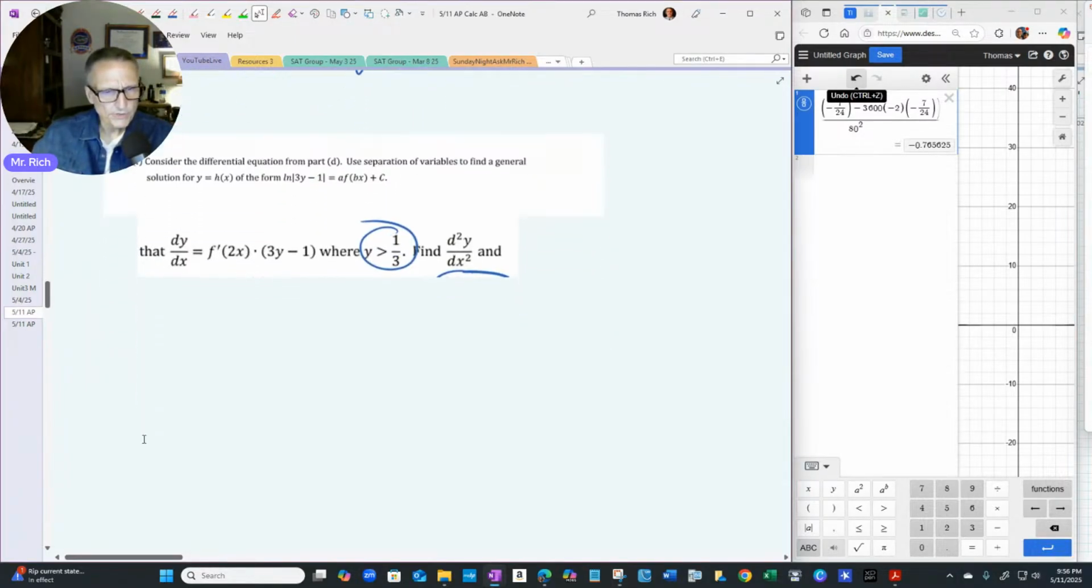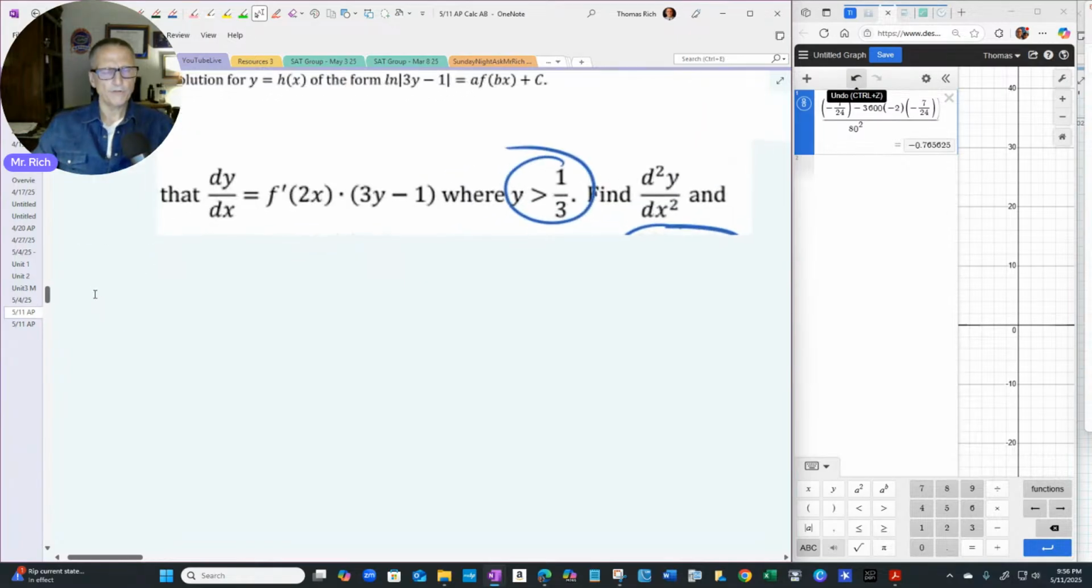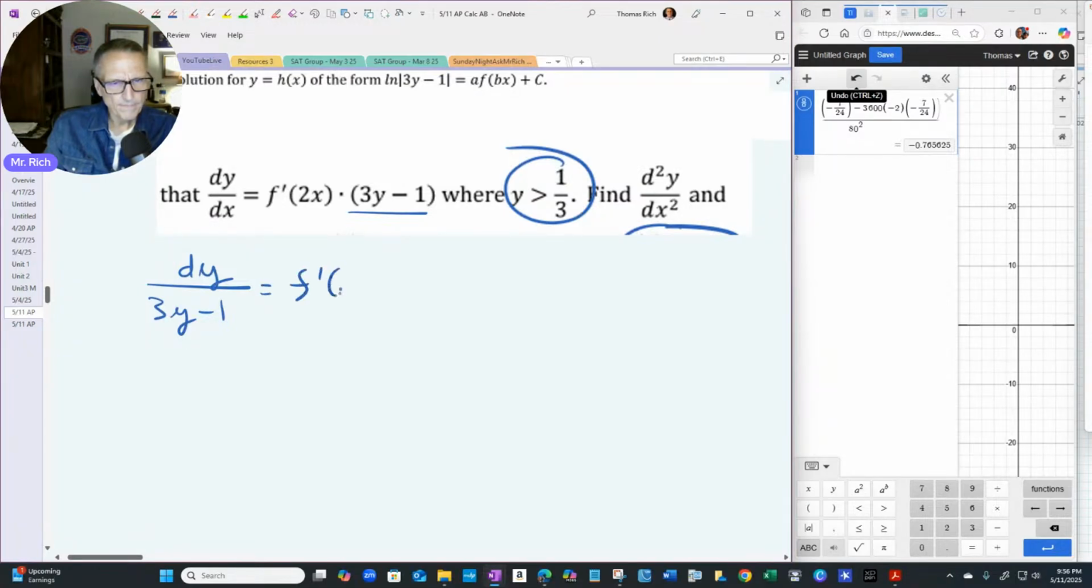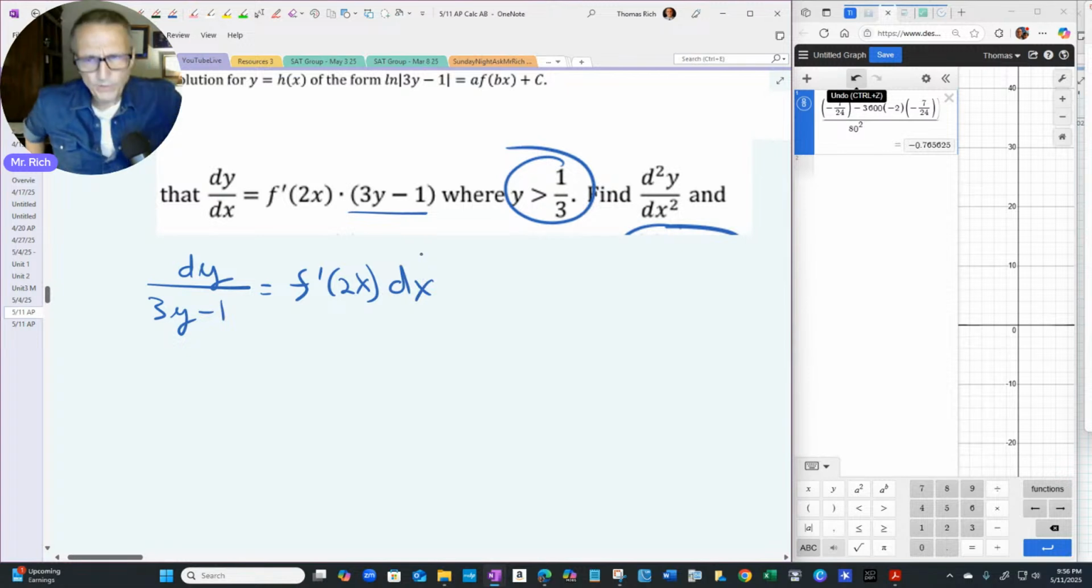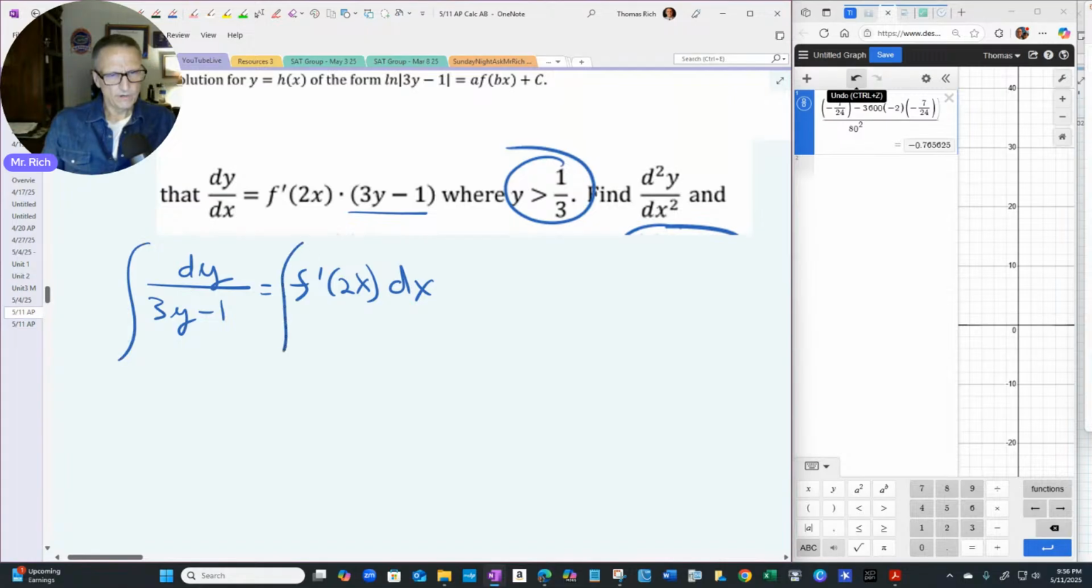All right, so they want us to use separation of variables. If we're going to use separation of variables here, we do have to divide the 3y minus 1 to the left side. So it'll be dy over 3y minus 1, and then this will be f prime of 2x dx. And then we will integrate both sides. When we integrate over here, by u substitution, we'll have 1/2 f of 2x plus c.